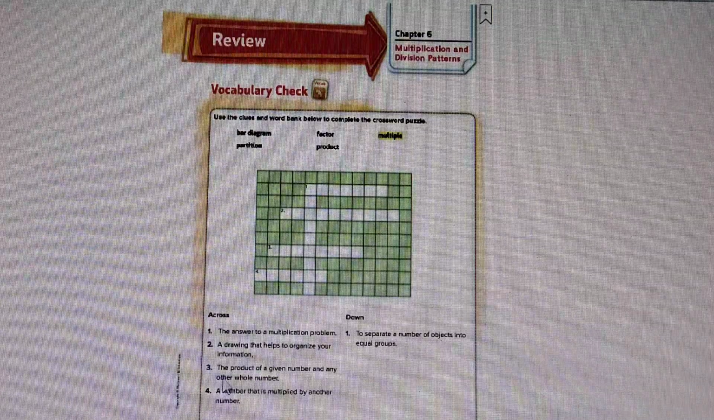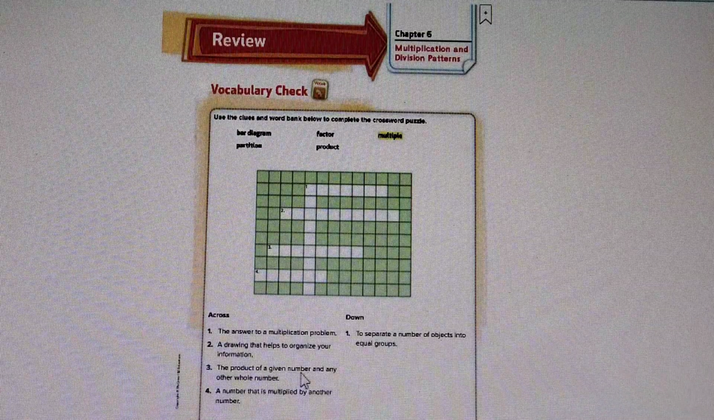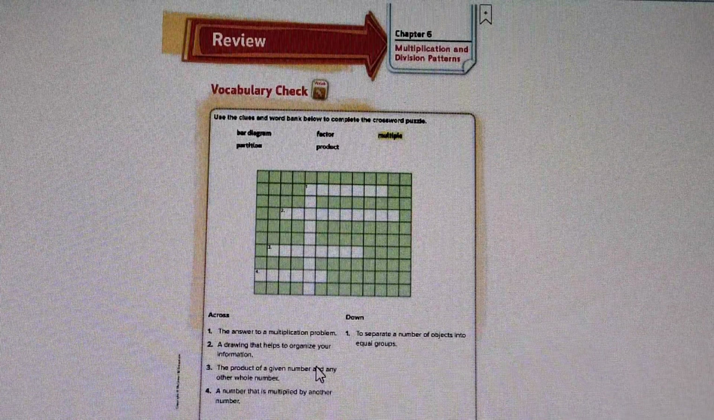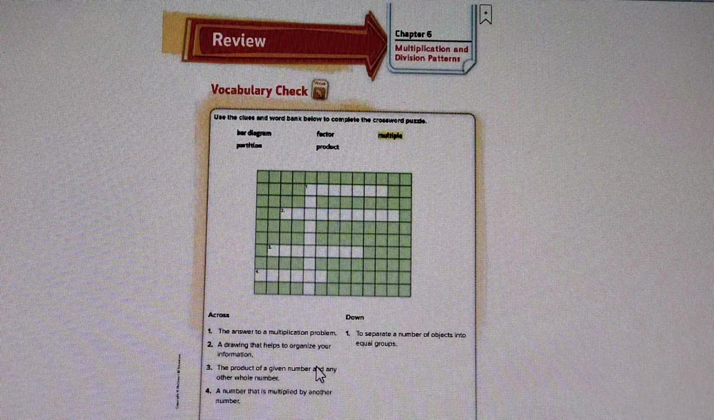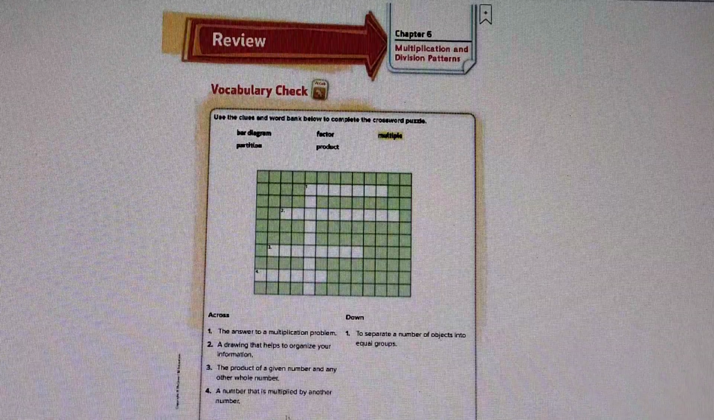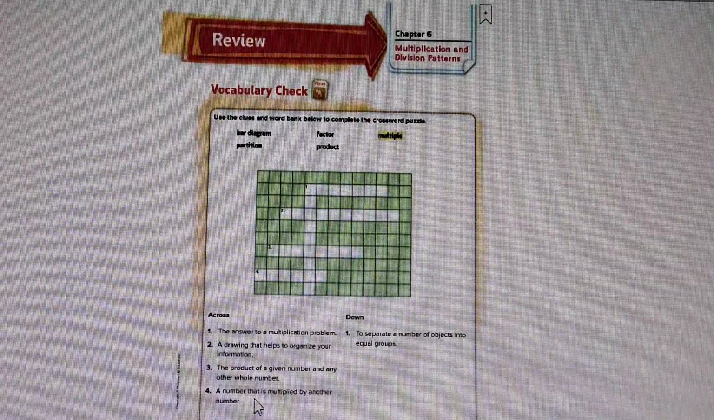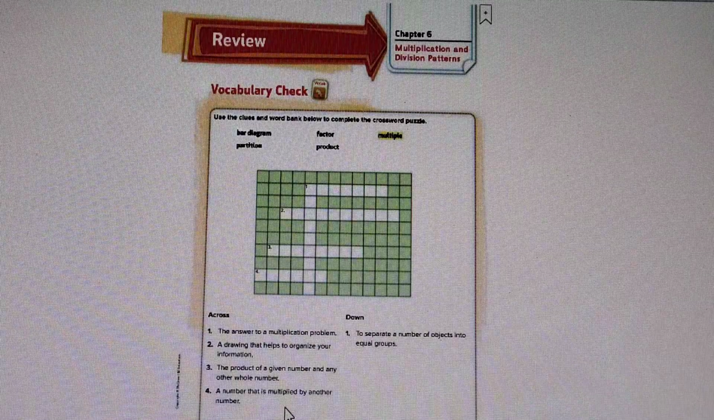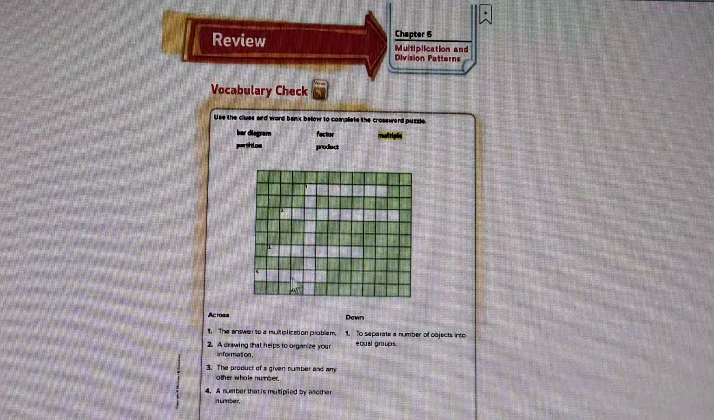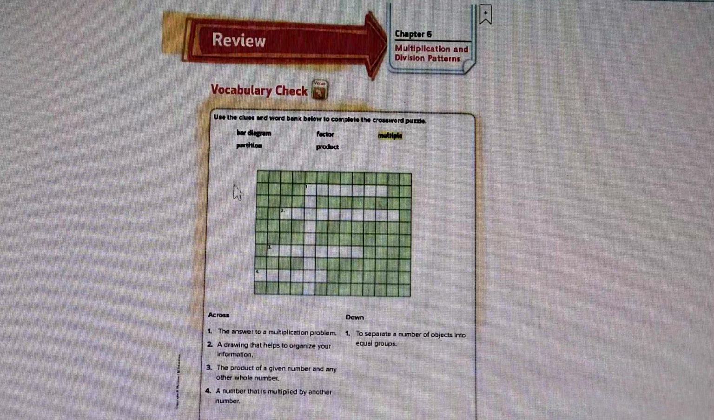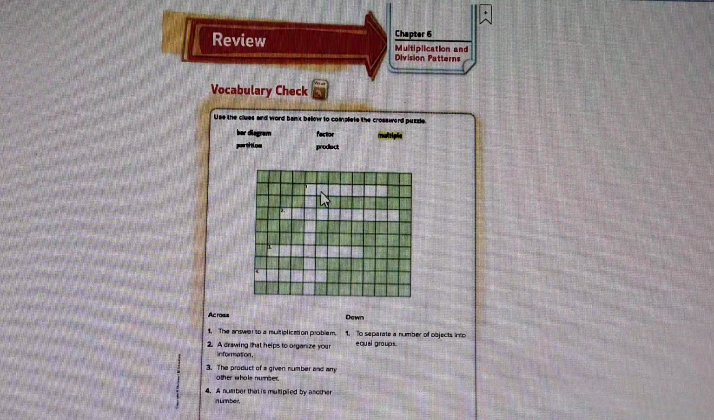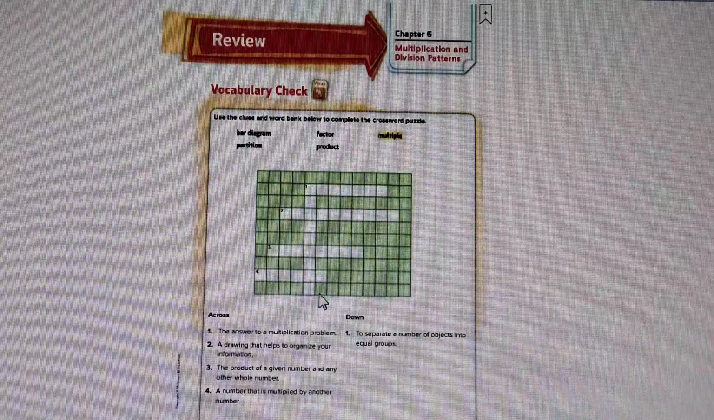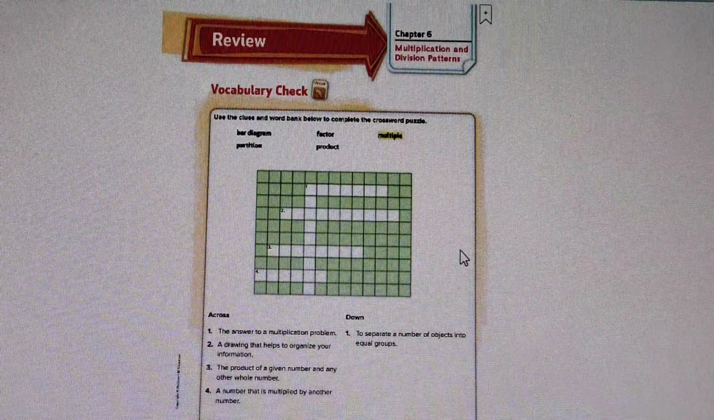3, the product of a given number and any other whole number. And number 4, a number that is multiplied by another number. You can also count the letters if you're really stuck to see where it would fit, but I would certainly try to get the down word first, and then that will help you.